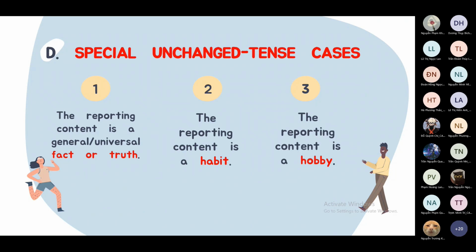Second is the reporting content is a habit, like "I get up at 6 in the morning," said Mary. Mary said that she gets up at 6 in the morning. So it is Mary's habit to get up at 6 in the morning, and it hasn't changed in the present, so we don't need to change the tense in this sentence.